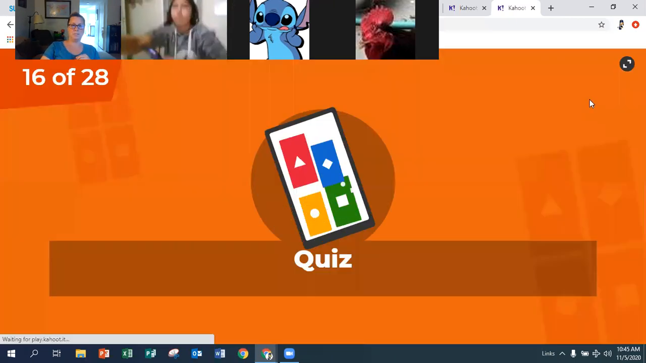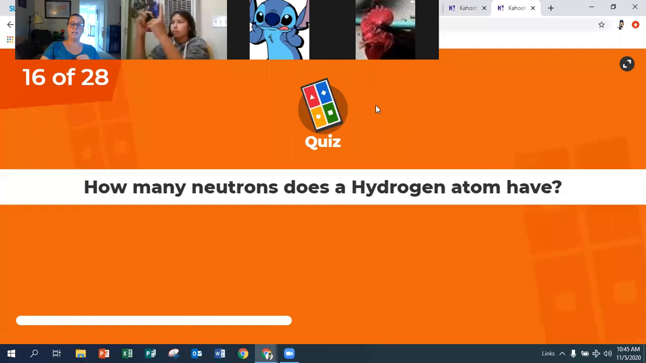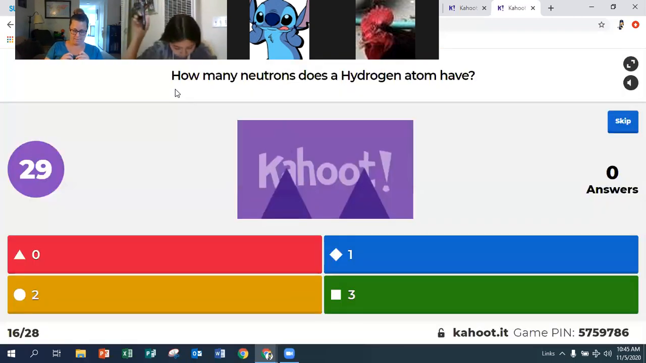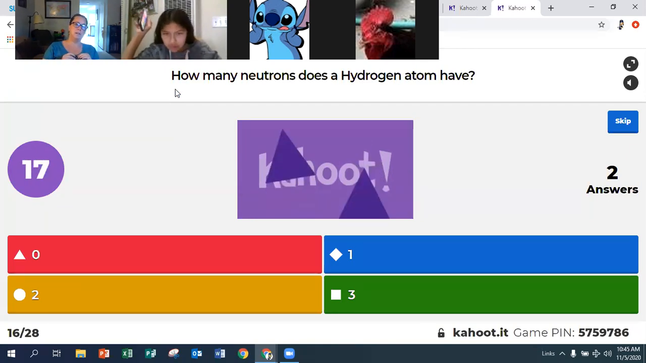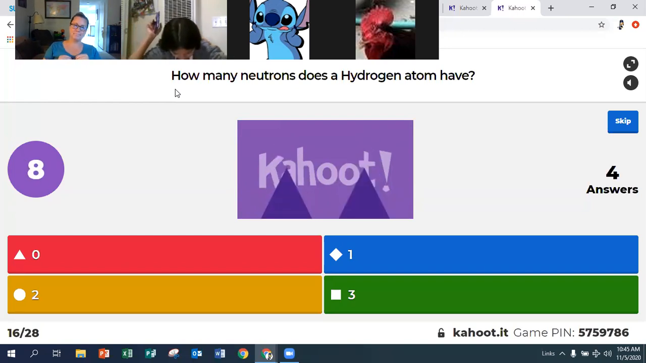Good job. Next question. How many neutrons does a hydrogen atom have? This is tricky. You have to remember how to find out how many neutrons something has. You're going to take the atomic mass and subtract the number of protons from it. And that'll tell you how many neutrons there are. It's a little bit tricky. It's not the answer that you think you're going to get. Hydrogen is number 1 on the periodic table of elements.